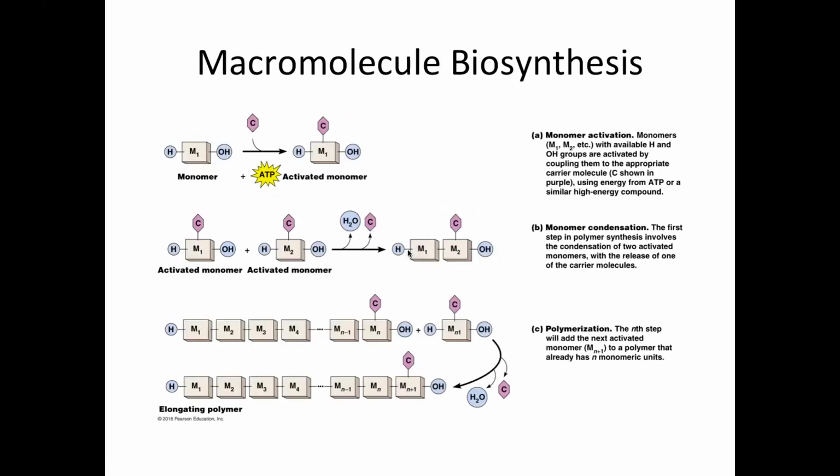So how do we do that? Again, we're going to activate that monomer, usually with ATP. We're going to have a condensation reaction, so we're going to lose water. We'll lose one of those carrier molecules here, and we'll continue that polymerization. So we're going to keep adding activated monomers through condensation reactions.